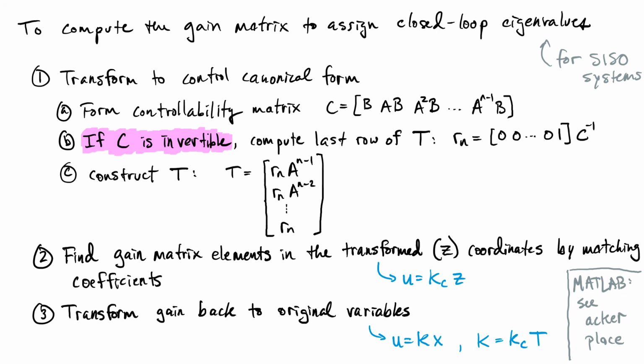So just to be clear about the whole sequence, if we are given a system that is not necessarily in control canonical form, then our first step is to transform to control canonical form. That involves constructing this controllability matrix, and if C is invertible, computing the last row of our transformation matrix, and then using that to compute all the other rows of our transformation matrix. Once you have that, then you have your new system, which is Z dot equal to your new transformed A matrix, your new transformed B matrix, and so on.